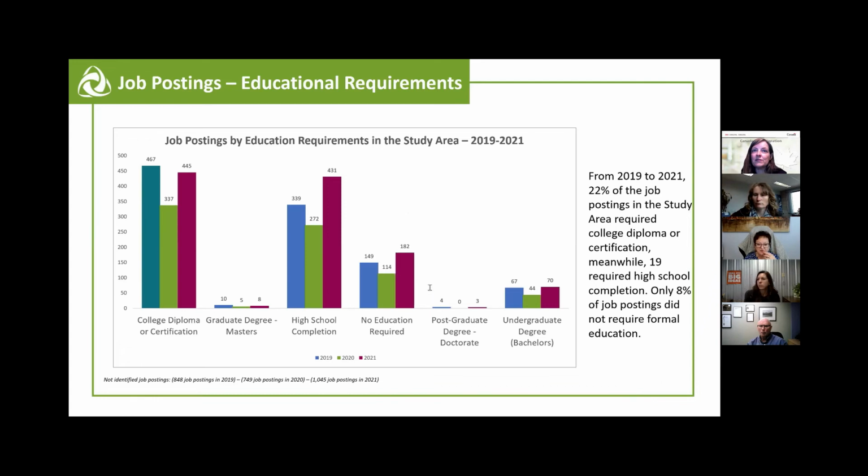So you can see that across your region, a significant portion of job postings are looking for college diploma or certification. And so when we look at that and we look at those actual jobs themselves, the occupations, you'll see the correlation between the types of jobs that employers are posting, which identifies, in this case, you can see the type of education or credentialing or certification that the employers are actually looking for as a means to fill those job postings.